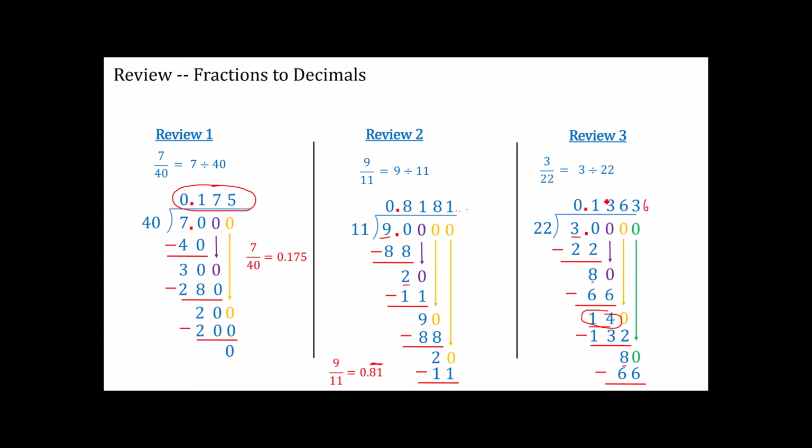The 1 only occurs one time, but this 3, 6 pattern is going to keep showing up over and over again. So if we wanted to write this, we would say this is 0.136, and then we would use the repeating bar over top of both the 3 and the 6 because both of those do repeat. Now I know we did this very quickly.